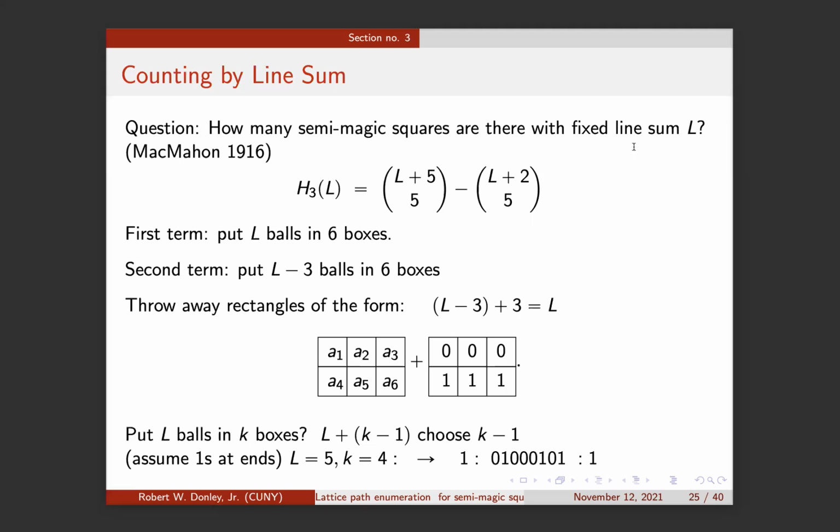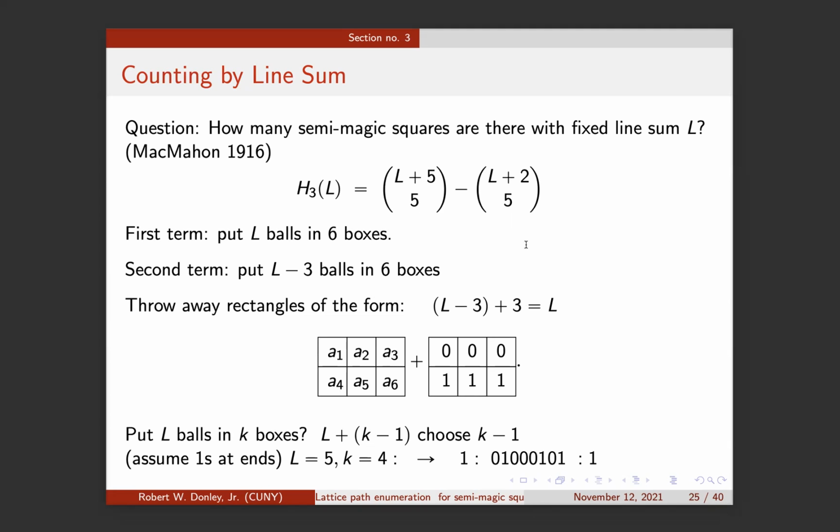So the idea is, if I want a semi-magic square with line sum L, we're trying to take a sum of L permutation matrices, which means I'm trying to put L balls in 6 boxes. And so for that kind of counting, which I'll just list at the bottom, the way we do that is we throw away 1 box and then use that for the parameters as so.